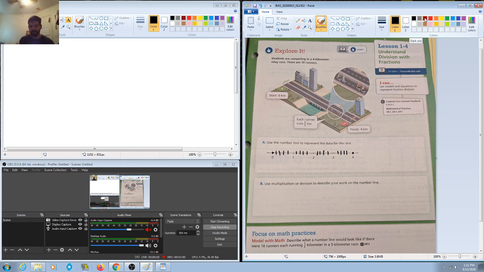And again, they're all running the same distance, so that should tell us that after 10 runners we should reach 4 kilometers. Okay, I'm going to start off with this red here. Remember, the distance between each line is 1/5. So if they run 2/5, they're going to go 2 lines worth of distance. So that's the first runner that ran 2/5. The second runner ran 2/5 as well. So right now, after 2 runners, they've run 4/5 of a kilometer.